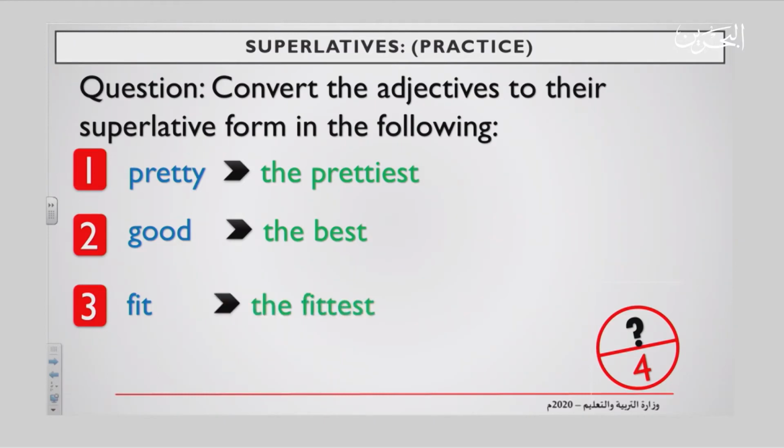Let's take a look. The fittest. You have a vowel, then a consonant. You double the consonant, you add est. Number 4, large.